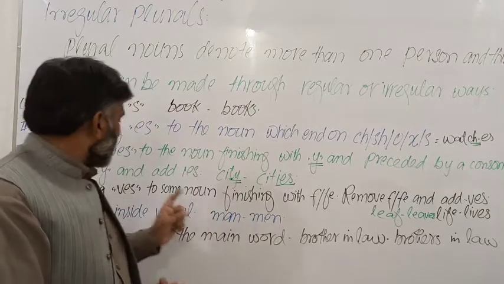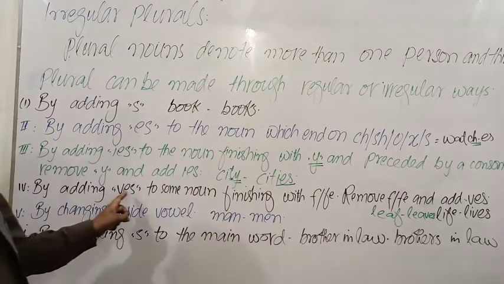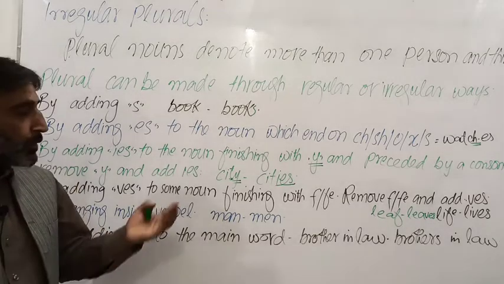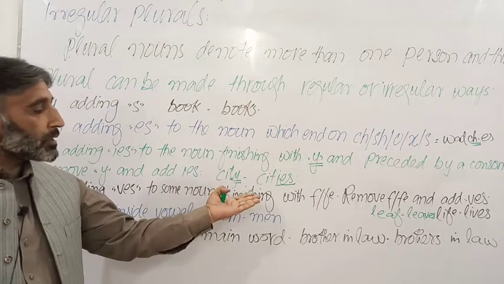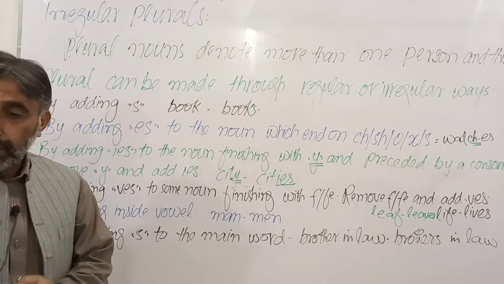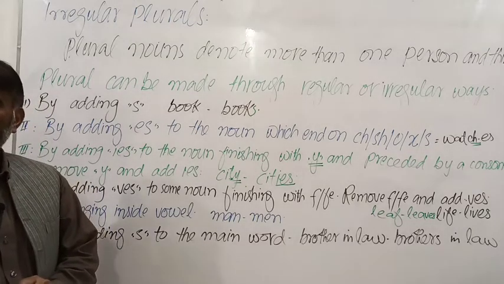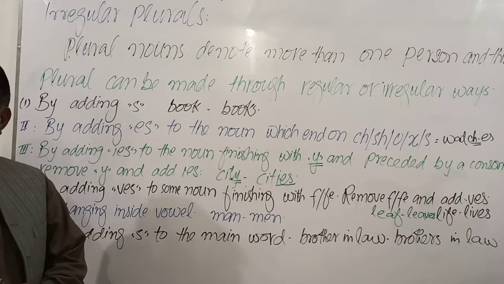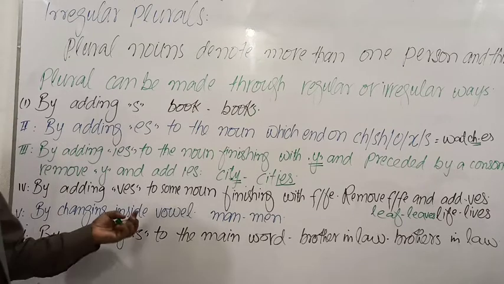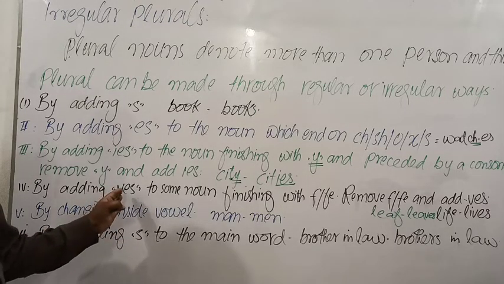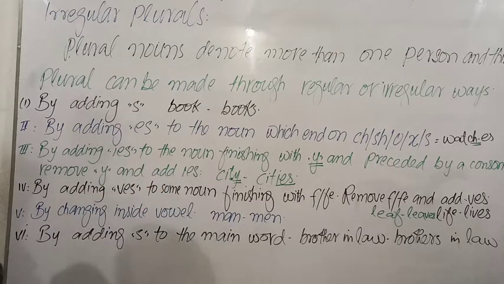तो ये भी एक रूल है। लेकिन by adding VES to some of the nouns, तमाम नाउन को नहीं। बाज़ नाउन ऐसे हैं जो F या FE पर ख़त्म होते हैं और इसके साथ हम सिर्फ S लगाकर उनके जमा बना लेते हैं, जैसे roof, roofs, right, belief and beliefs, right? So some nouns can't be changed in this way, but most of the nouns change in this way.